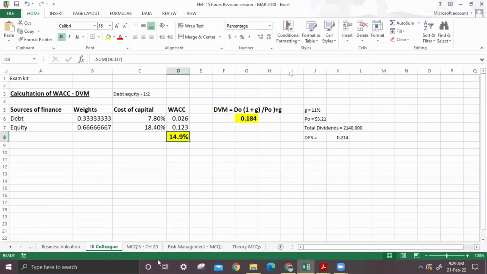14.9%. Nitin, where did you go wrong? Did you not take the tax? Did you take 12% instead of 7.8%? Everyone, did you all get this? So this was the first part of the problem.